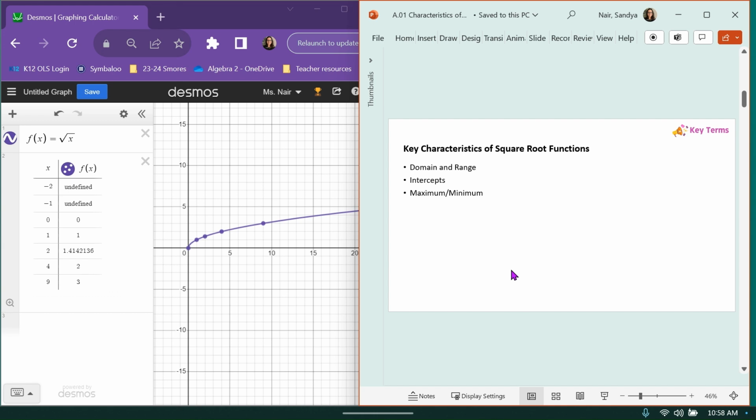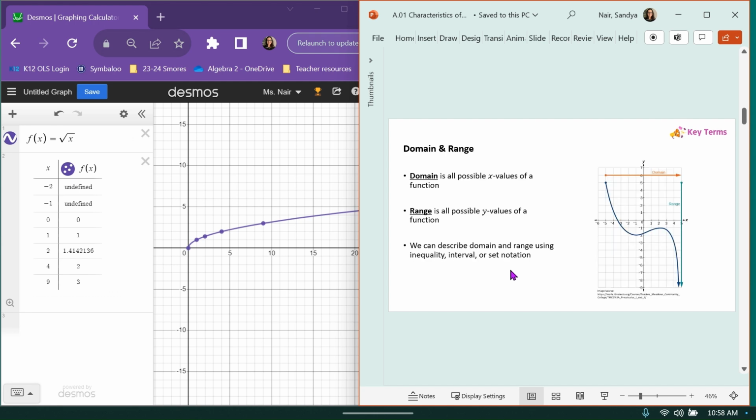So what we do when we graph square root functions is we want to think about some key characteristics that these functions have. So we're going to be talking about the domain and range, the intercepts, and the maximum or minimum of these functions. So let's first talk about the domain and range. Remember that the domain is all possible x values of a function, and the range is all possible y values. Remember that we can describe domain and range using inequality, interval, or set notation. But in this video, I'm going to focus on just using interval notation.